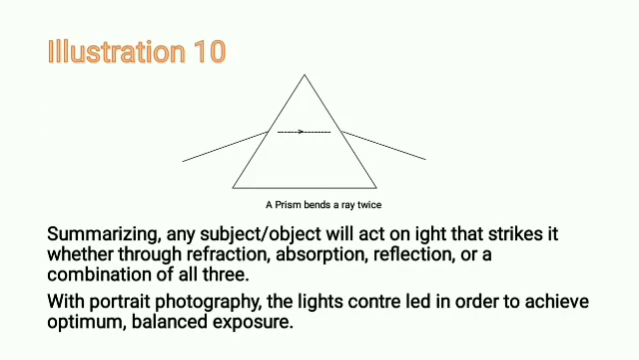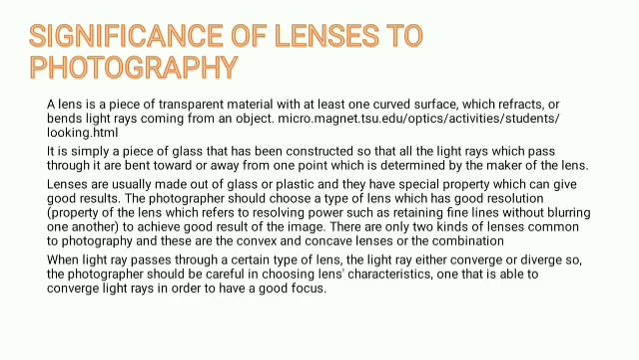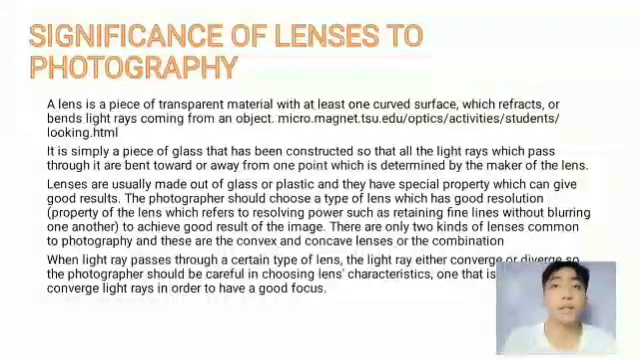Significance of lenses to photography. A lens is a piece of transparent material with at least one curved surface which refracts or bends light rays coming from an object. It is simply a piece of glass that has been constructed so that all the light rays which pass through it are bent toward or away from one point, which is determined by the maker of the lens.